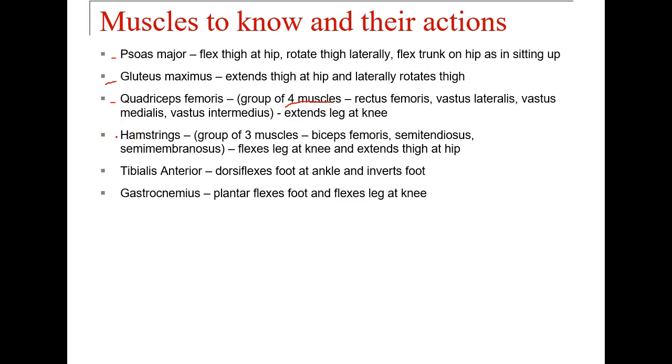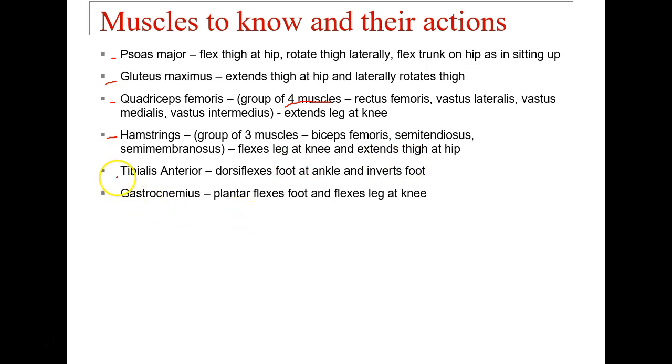An antagonist would be a group of muscles known as the hamstrings. There are 3 seen here on the posterior side of the femur. We have biceps femoris, semitendinosus, and semimembranosus. We are flexing the leg at the knee, at the same time extending the thigh at the hip.